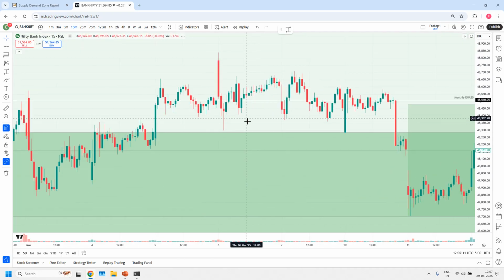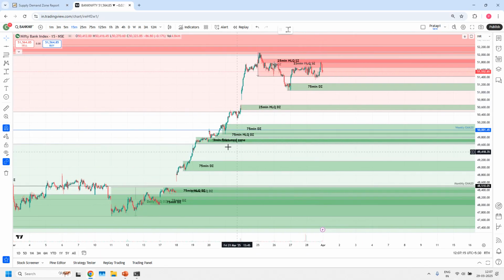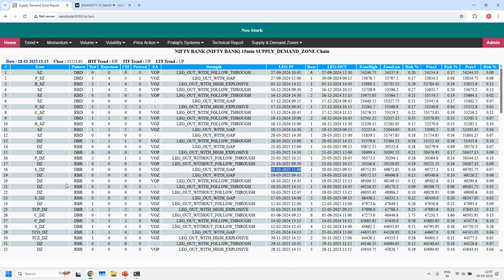Okay, I'm going back to the 15 minutes time frame. In the 15 minutes, we have drawn one 15-minute zone here. This is the area. Now, what is the next high liquidity 15 minutes demand zone? 23. Yeah, so many demand zones are there. All these demand zones could be fine-tuned demand zones in either 75-minute zone or 125-minute zones.